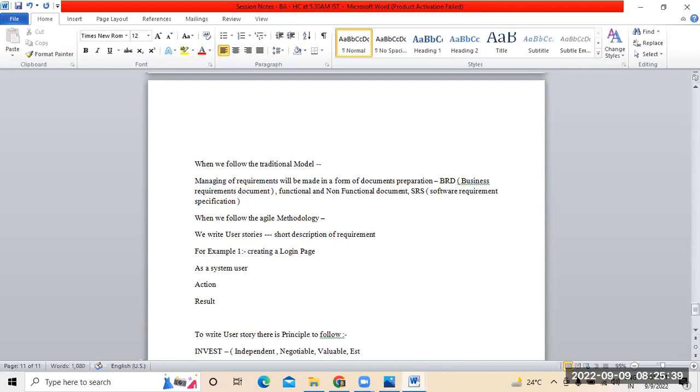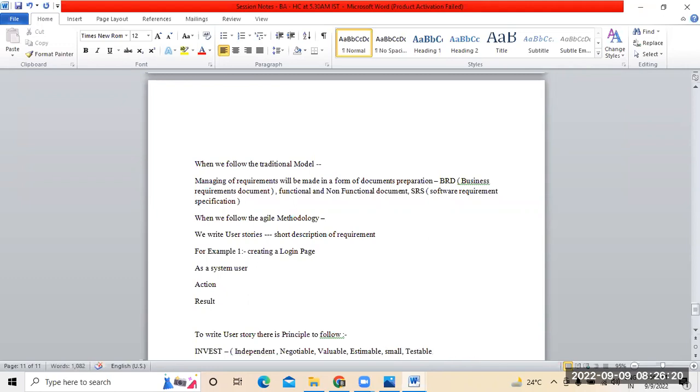Next, a user story should be in a position to be estimated, meaning estimatable. This is what we call E. Estimatable means when you are writing down a user story, we should be in a position to estimate how much time it will take, right? All these things have to be done. That's the reason why it is estimatable. Next, S stands for small. A user story must be as small as it can be, right? You should not write big and large user stories. That's not the way of doing it. It must be small and it must be testable.